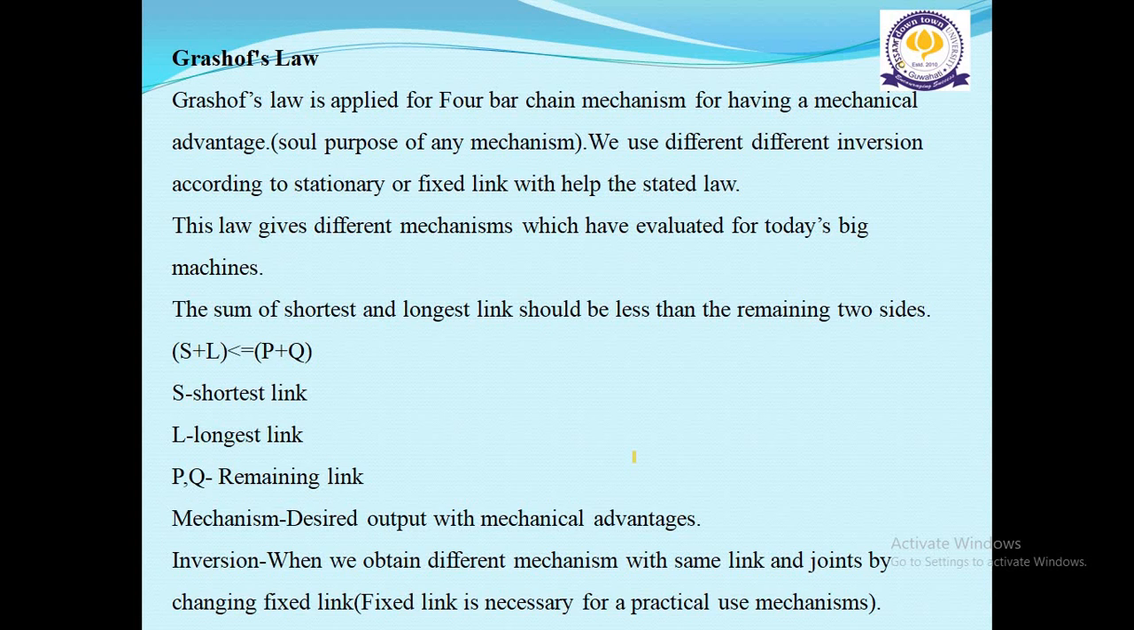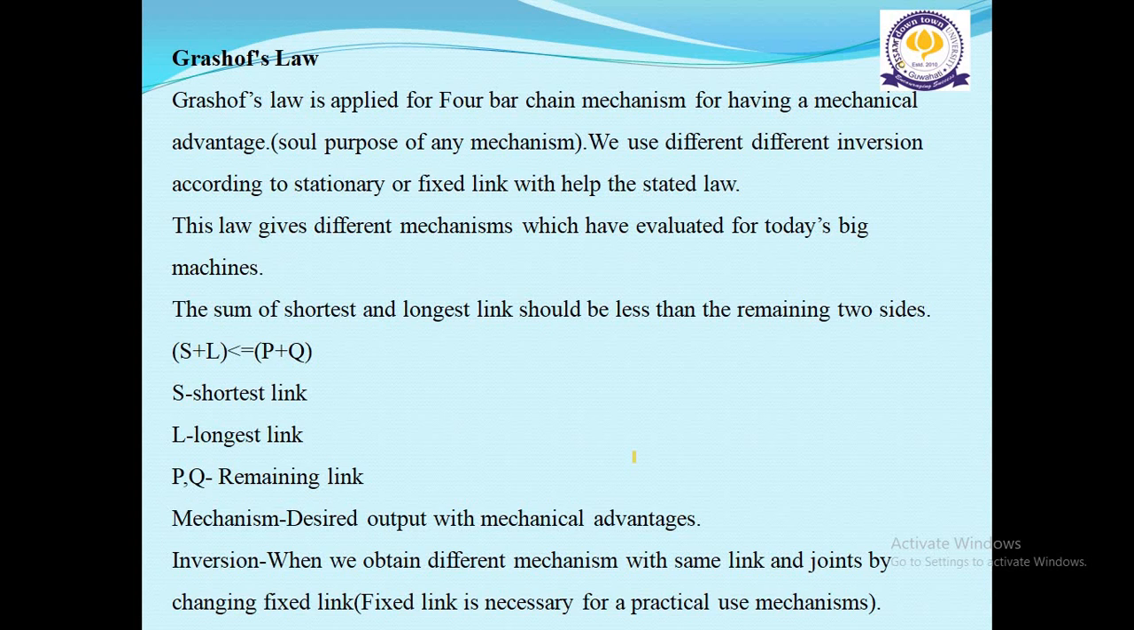Okay. So Grashof's Law is applied for 4-bar chain mechanism for having a mechanical advantage. The sole purpose of any mechanism is to have a mechanical advantage. So we use different inversions according to the stationary or fixed link which help the stated law. So this law gives different mechanisms which have evolved into today's big machines.